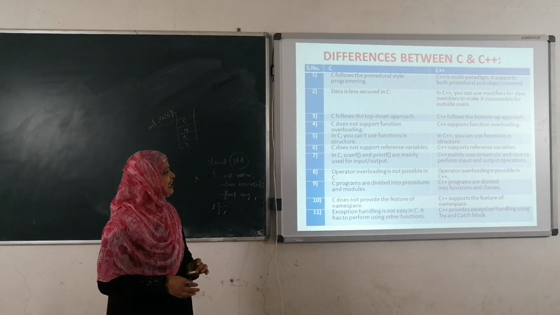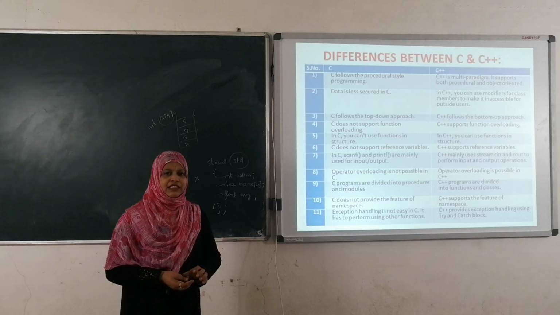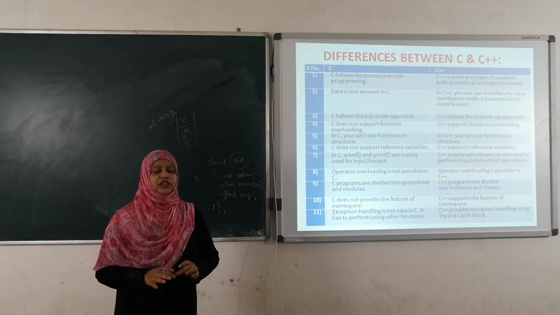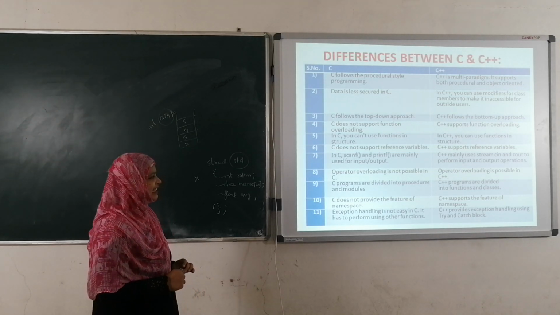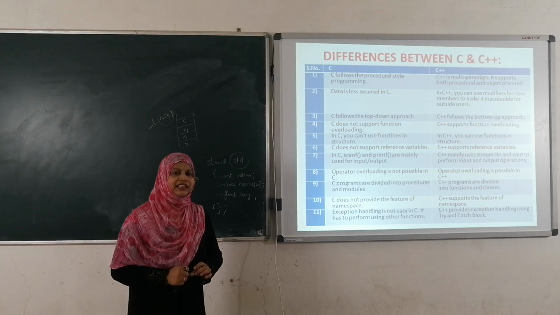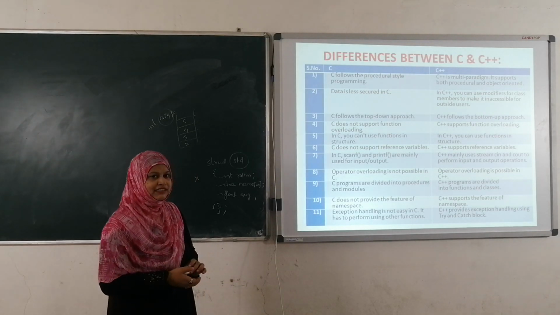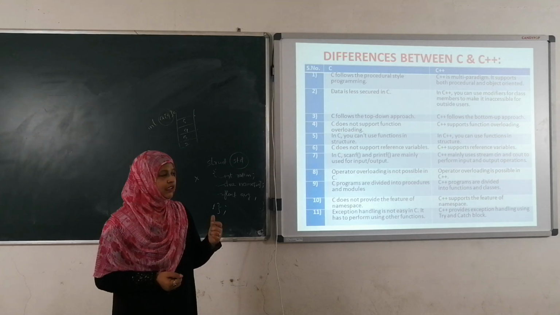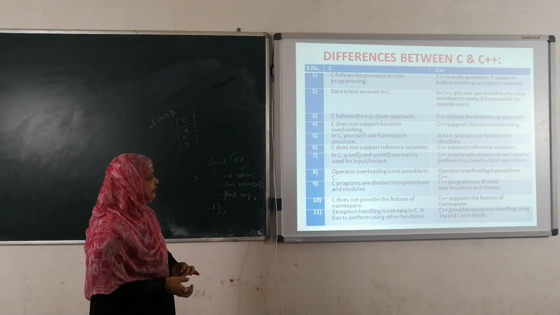Next one is, C doesn't support reference variables, whereas C++ supports reference variables. Here, C is not going to allow creating the object, whereas in C++ we can create reference variables and objects. By using the objects we can call the data members and member functions outside the class. So this is an important difference between C and C++.